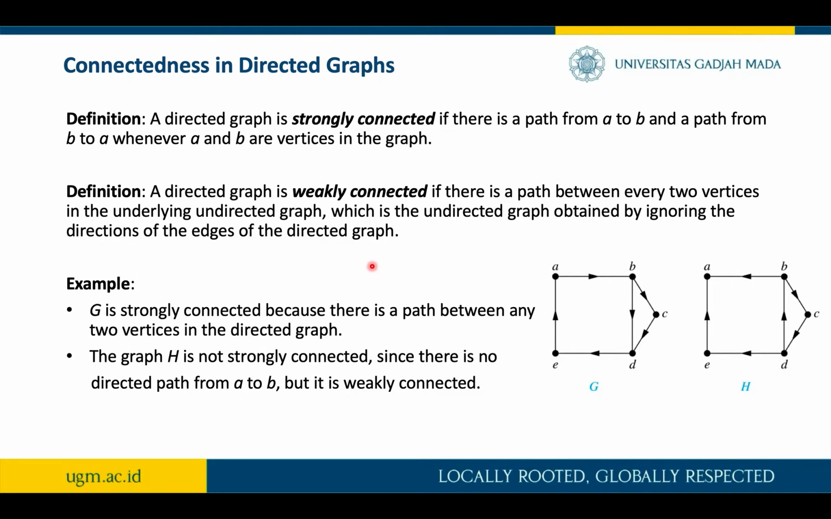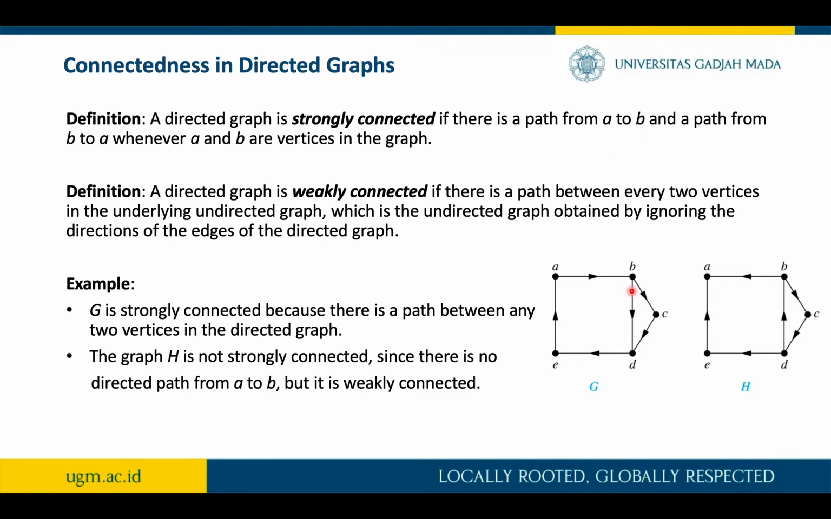For the connectedness in directed graphs, we have two definitions here. The first one is strongly connected. So a directed graph is strongly connected if there is a path from vertex A to B, and a path from B to A, whenever A and B are vertices in the graph. So A and B are any vertices in the graph.